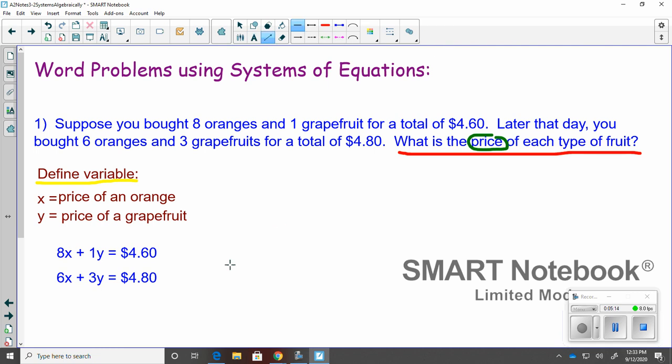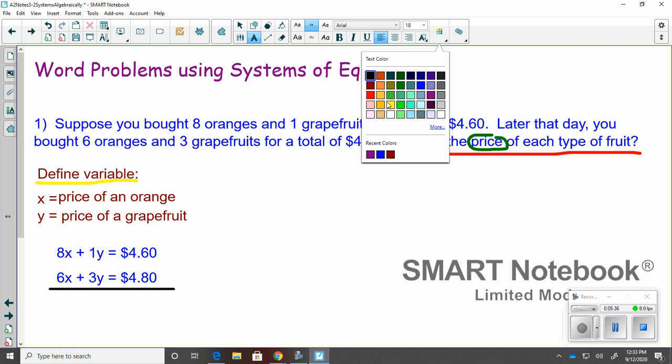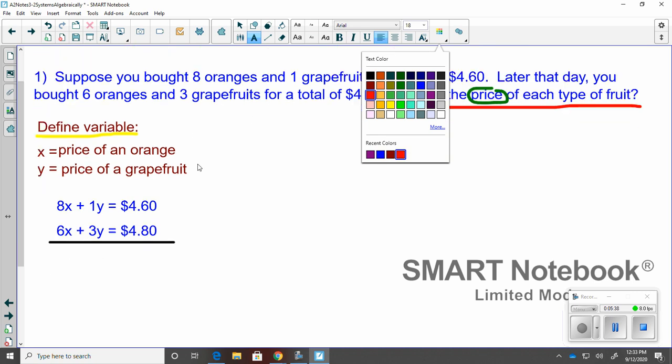So you've read the problem, you've reread it as many times as you need to, and you've noticed the question's asking for price. That will always be the big hint as to how you're going to define your variable. You have to use the price of an orange. If you write X is orange, that's technically incorrect. I'm trying to point out some things I've noticed some of my former students making common mistakes on, and that way I'm trying to help you avoid those. Then you're going to set up your two equations.